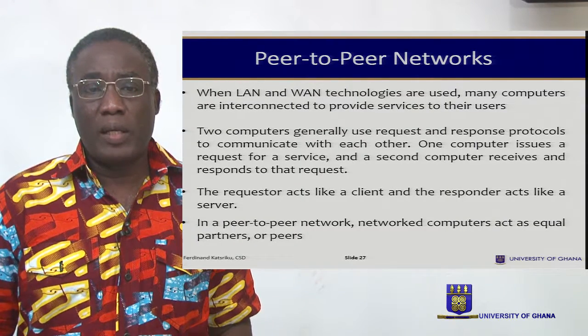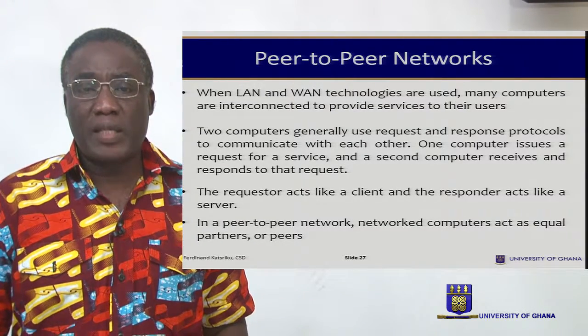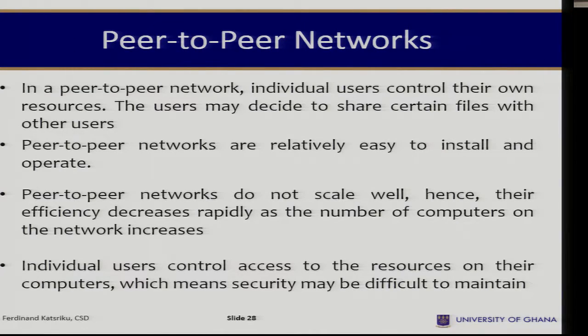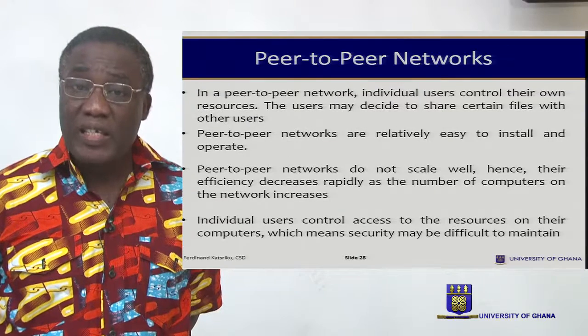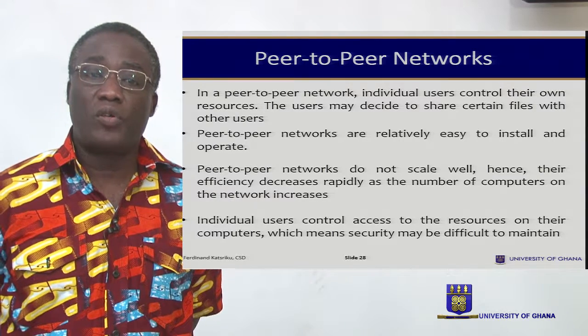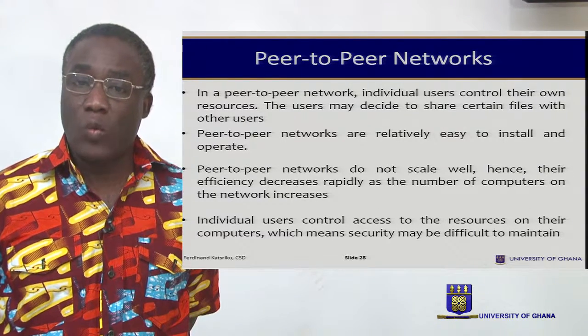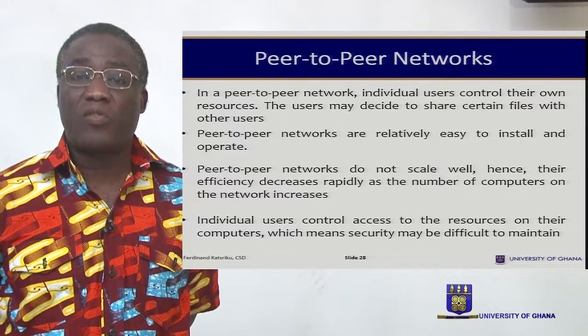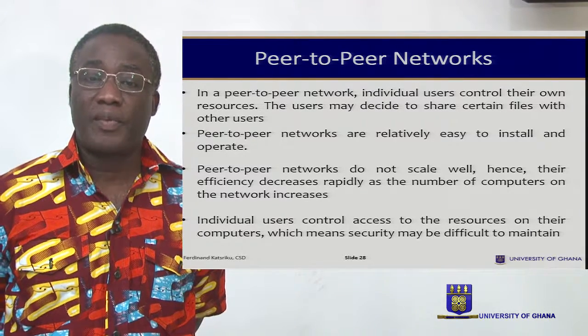Similar to a peer-to-peer network, computers can act as equal partners or peers. In a peer-to-peer network, individual users control their own resources. The users may decide to share certain files with other users. Peer-to-peer networks are relatively easy to install and operate. They do not scale well, hence their efficiency decreases rapidly as the number of computers on the network increases.